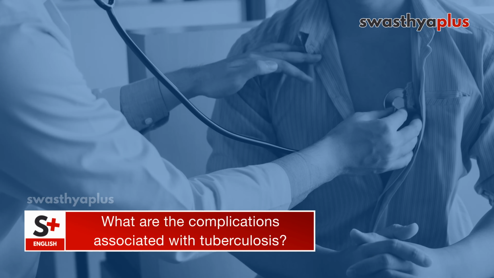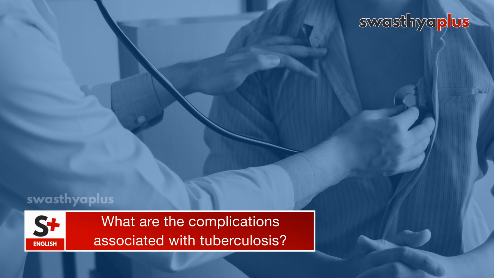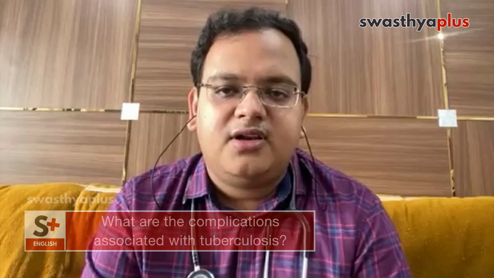Tuberculosis has many complications. One of the main complications is accumulation of fluid or water in the lungs. This is called pleural effusion. In this case, it is an emergency, and you need to rush to the general physician or chest specialist who is nearby and get it treated. It mainly involves removal of water from the lungs.